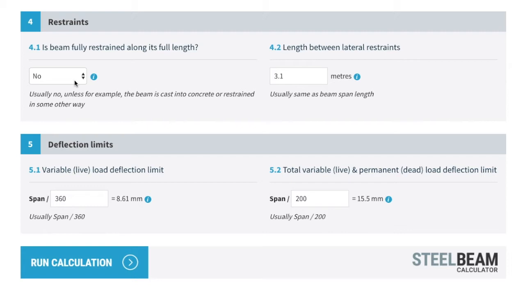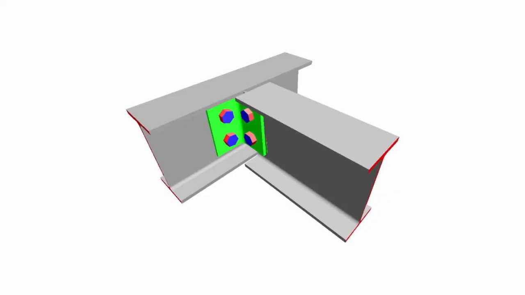If your beam isn't going to be fully restrained, you'll need to know the length between its lateral restraints. This is usually the same as the beam span length. However, if another beam is fixed at right angles to the beam along its length, this will provide lateral restraint. In this case, you should measure the greatest distance between lateral restraints and enter these details. If you need more guidance on restraints, please call us.